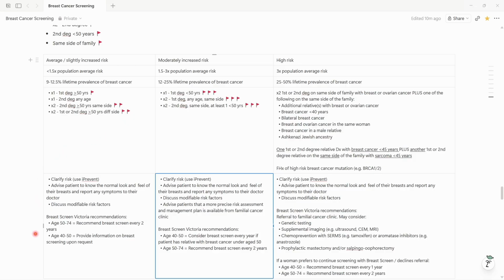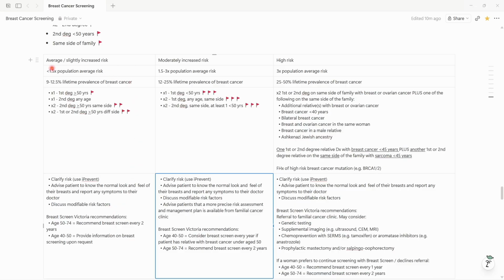For every patient, you should recommend they clarify their risk of breast cancer using the iPrevent calculator. You need to advise patients to know the normal look and feel of their breasts and to report any symptoms to their doctor. And you should always discuss modifiable risk factors such as weight loss, smoking, alcohol, and physical activity to reduce their risk of breast cancer as much as possible.